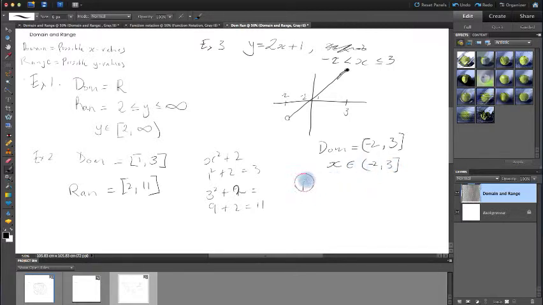Then you can do the range in a similar way. You've got to find out what y is going to be when x is minus 2. So if x is minus 2, then y is minus 4 plus 1 equals minus 3. And you can see from the graph that's going to be the smallest value. It doesn't include it, so the smallest is minus 3. And then when x is 3, we're going to have y equal to 6 plus 1 equals 7, and it does include 7. So there we go, we use those closed brackets for that.